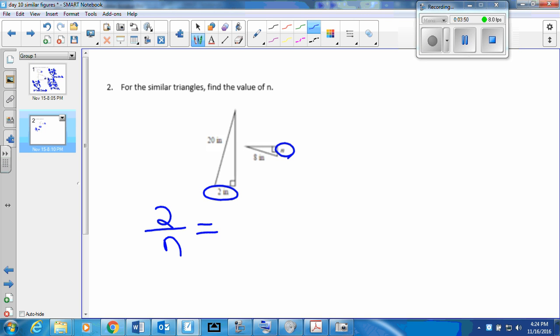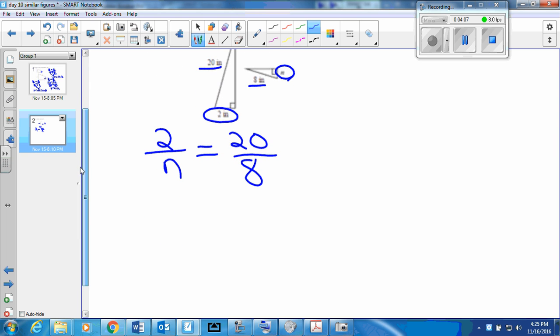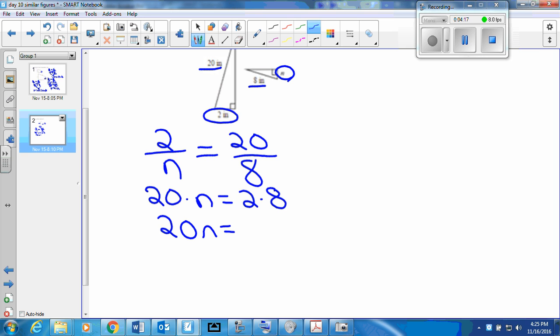and I have to be consistent now. So for my second ratio, I have to do the left picture first. The only other side I know there is the 20-inch side compared to the side that corresponds in the right picture, which is the 8. Again, you can do scale factors to solve it or cross products. So if I do cross products, it would be 20 times n equals 2 times 8. So 20n equals 16. Now I would divide by 20.